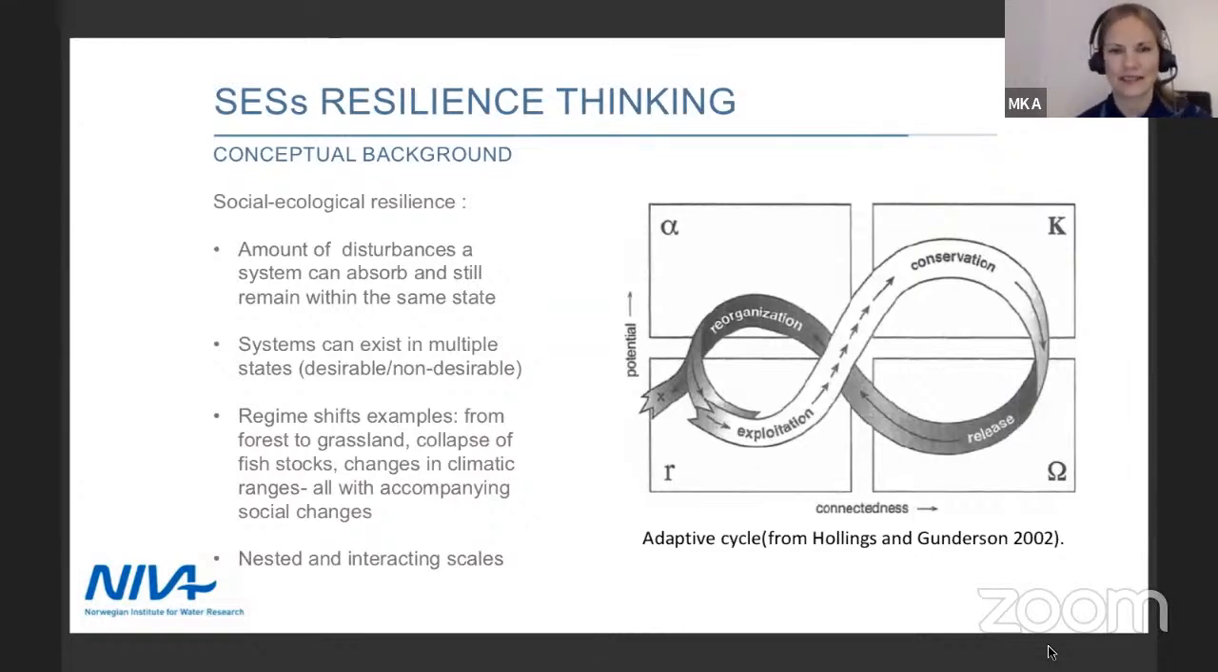So resilience is a concept that many of you have probably heard of, and that's quite popular in thinking about these issues. It's a relatively new way of conceptualizing change and governance of a social ecological system. And it ultimately serves to halt ecosystem degradation and loss while promoting human health. It's typically defined as the amount of disturbance a system can absorb and still remain within the same state. And here it's important to note that this concept at its very heart has the idea of multiple states.